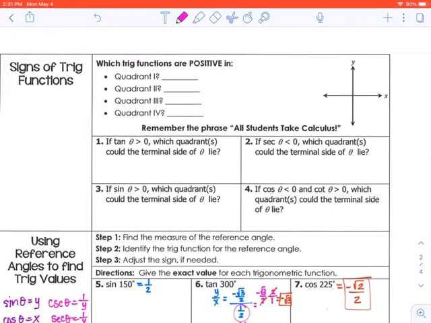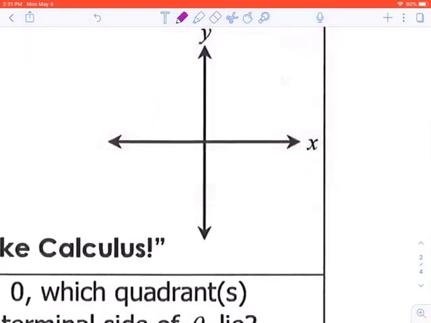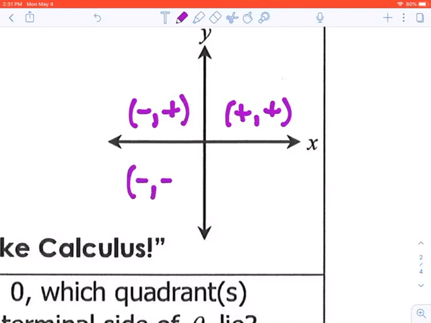The last thing I'm going to do is go over where it is positive and negative. Really quick, I'm not going to spend too much time on this. In the first quadrant, your x's are positive, your y's are positive. In your second quadrant, your x's are negative, your y's are positive. In the third quadrant, x is negative, y is negative. And in the fourth quadrant, your x is positive, your y is negative.